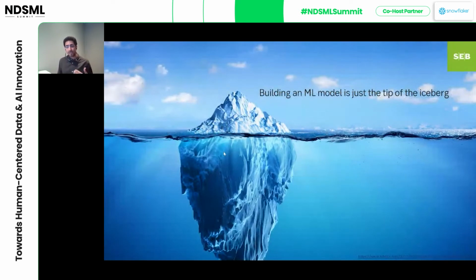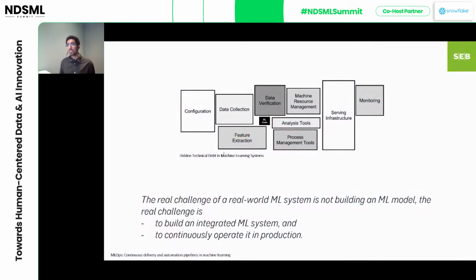So I already mentioned that there is a lot of work and maintenance left when you want to go to production, and actually building a machine learning model is just the tip of the iceberg. You've probably already seen this photo, which shows different components of a real-world machine learning system, where you see the ML code is just a tiny bit in the middle.